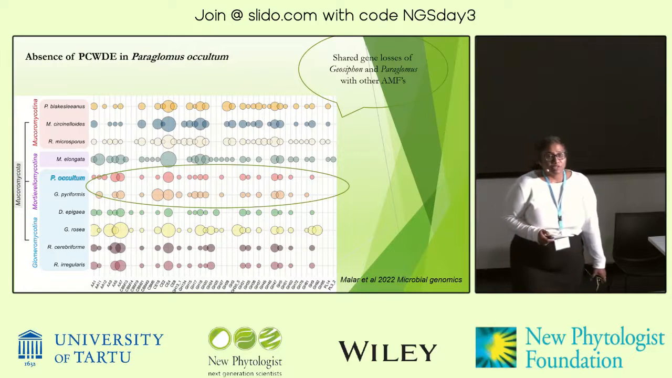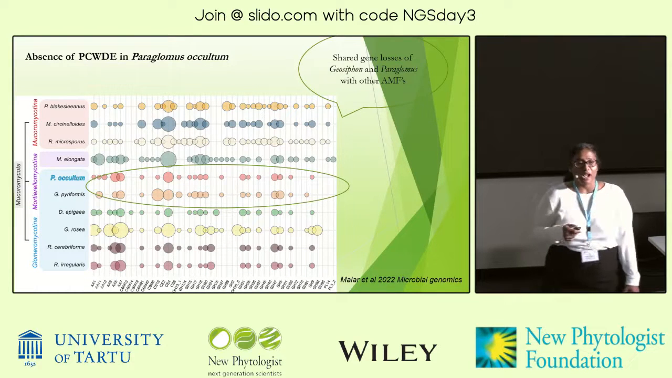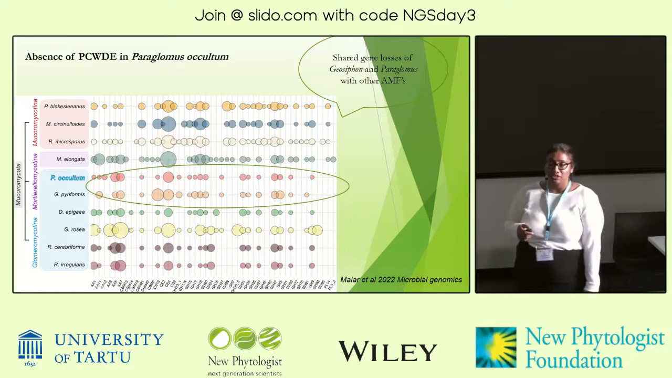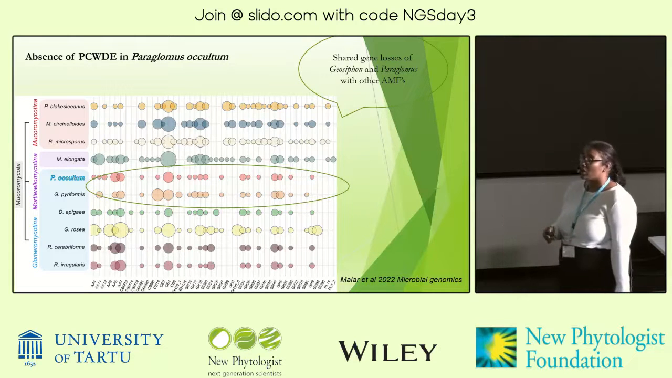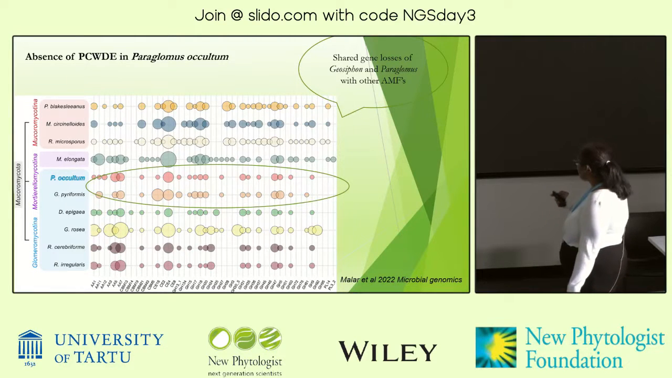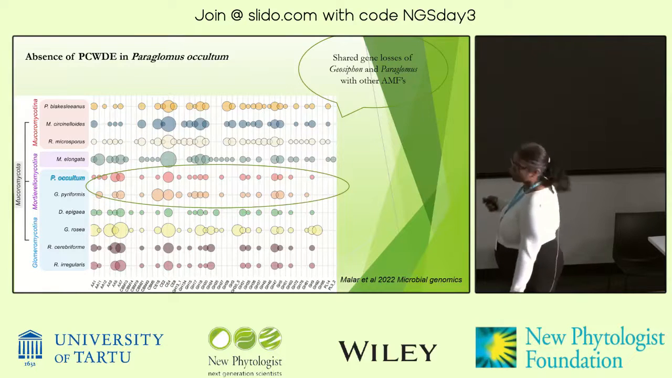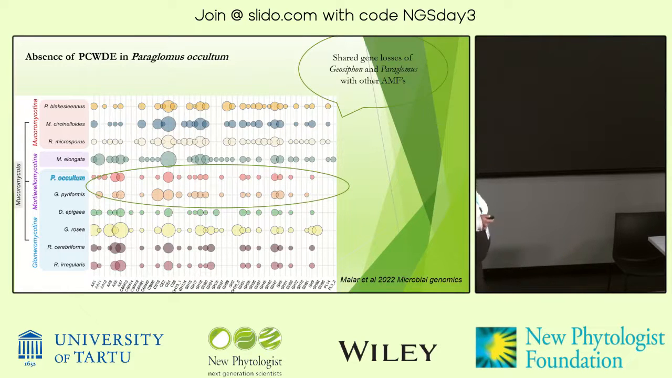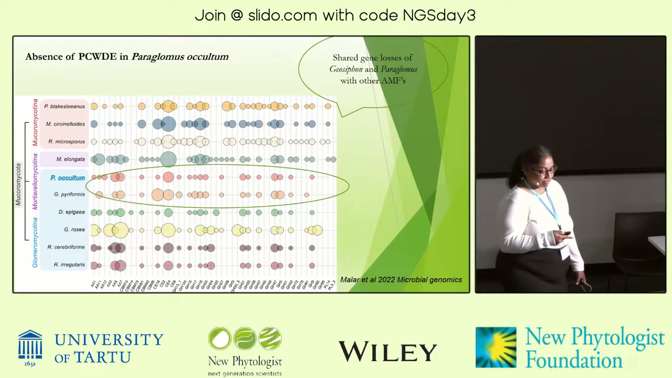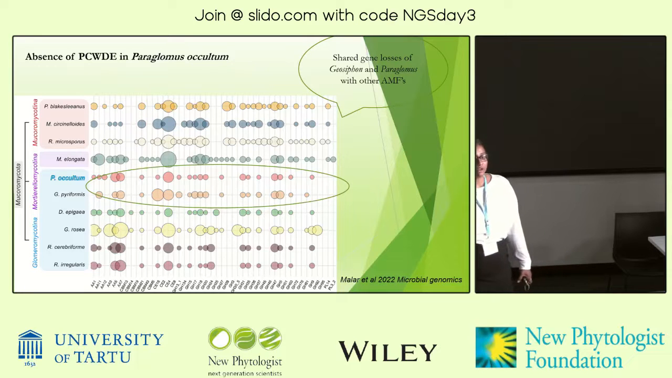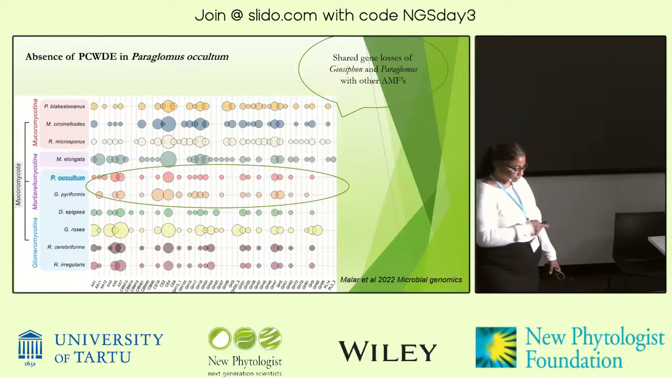AM fungi are not known to have plant cell wall degrading enzymes. These enzymes are absent in all other AMF. So we wanted to know whether these plant cell wall degrading enzymes are present in Geosiphon and Paraglomus. We saw that they are not present in the early diverging fungi either. So that means they were completely lost, and the fungi have not had those enzymes since the origin.